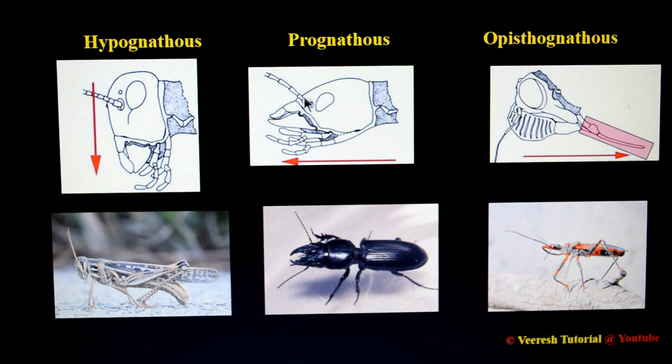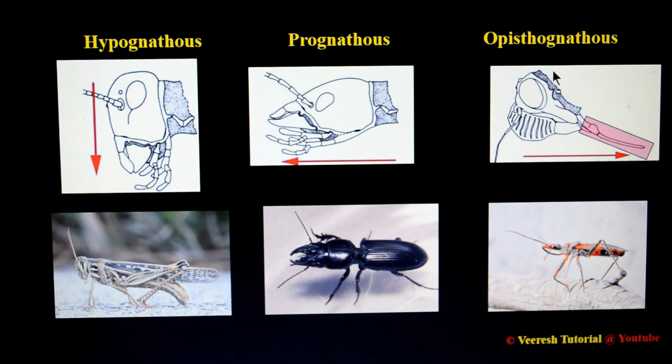And next one is Prognathous type. It is also called coleopteroid type of head orientation. It is present in coleopteroid groups like ground beetles. So here the long axis of the head is horizontal and the mouth parts are projected forward. You can see here, the long axis of the head is in line with the long axis of the body.